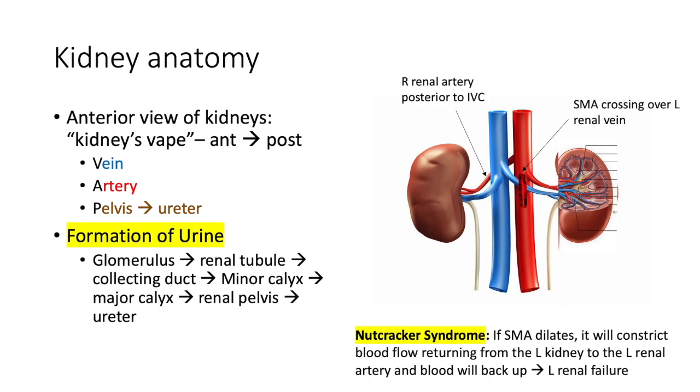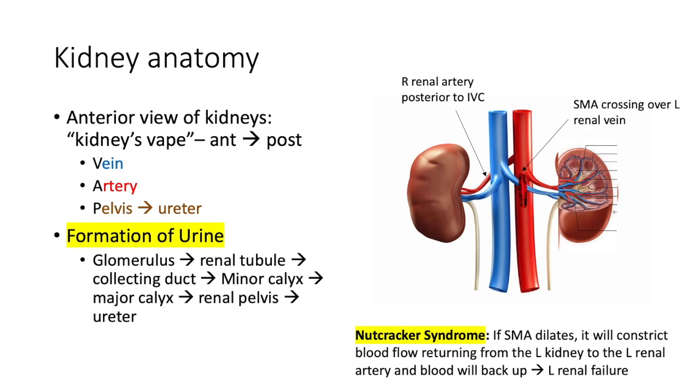Okay, so the anatomy of these kidneys: when you pick up a kidney and look at it, you need to know if it's a right or a left. The way I look at it, from anterior to posterior, I need to see the vein, then the artery, and then the renal pelvis, which leads to the ureter. So I think of kidneys vape, anterior to posterior. So vein, artery, and pelvis.